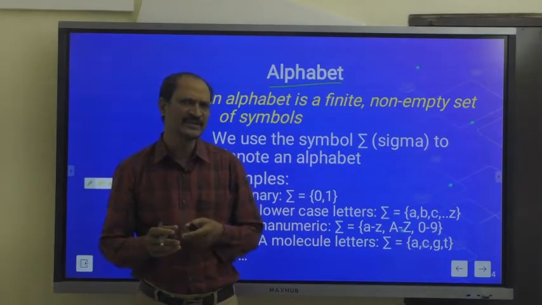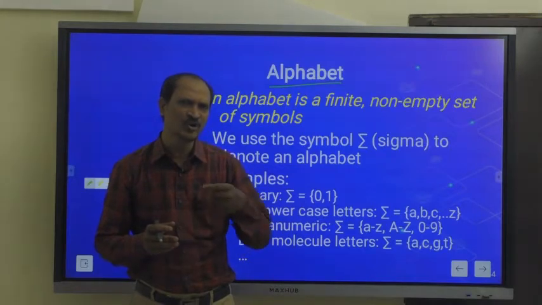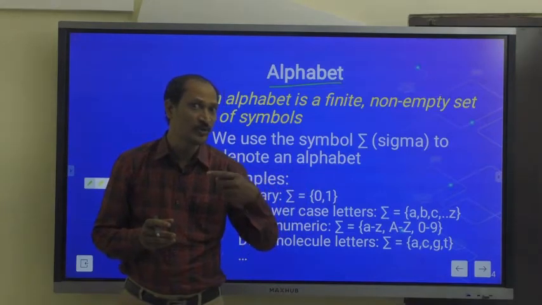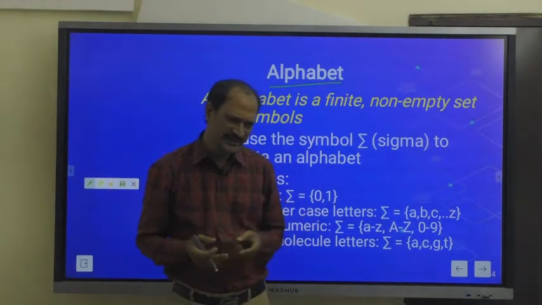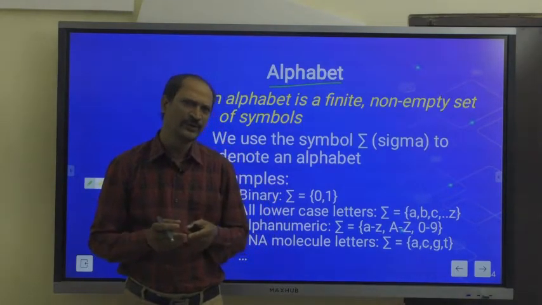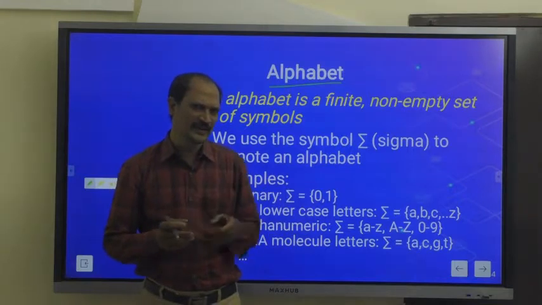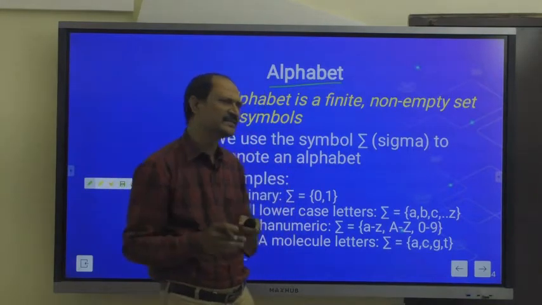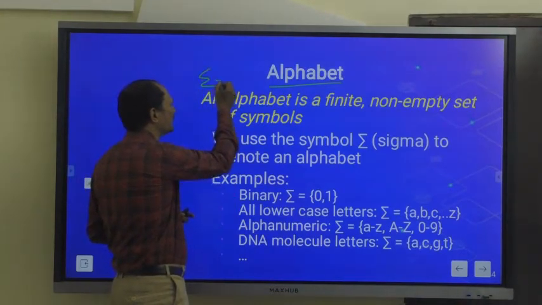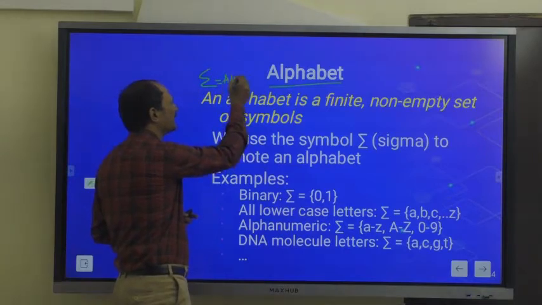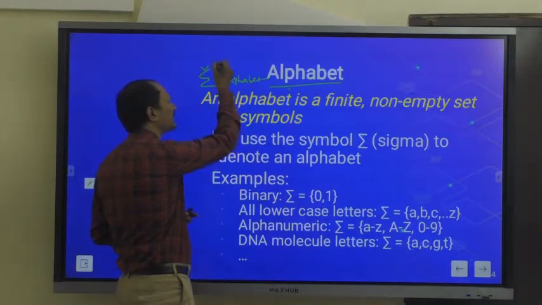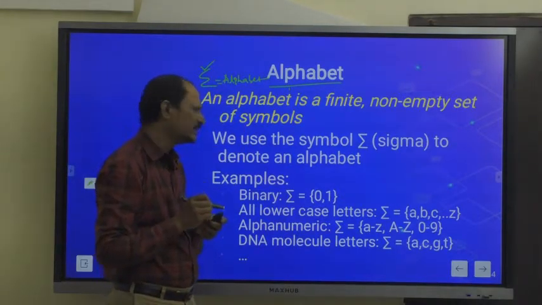But the alphabet is defined as a finite, non-empty set of symbols. The number of symbols should be finite, and at the same time, it should not be empty. What are the various examples that we can give for an alphabet? In general, we denote the alphabet in formal language and automata theory by the letter sigma. So whenever I use the letter sigma, this is nothing but an alphabet. An alphabet in formal language and automata theory is always represented or denoted by the letter sigma.